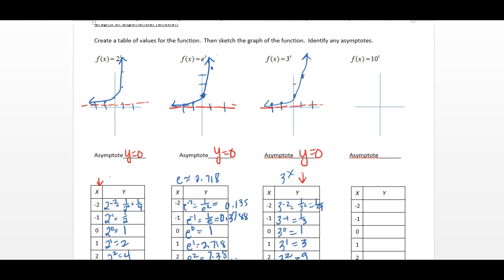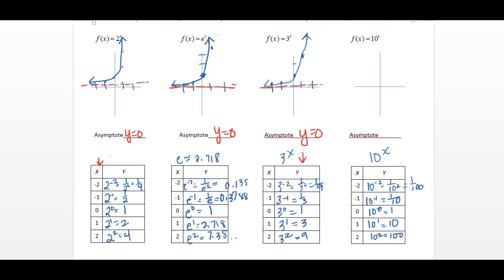All right, last but not least, let's look at this, where 10 is my a and x is my exponent. So 10 to the negative 2 is 1 over 10 squared, which is 1 over 100. 10 to the negative 1 is 1 over 10. 10 to the 0 is 1. 10 to the first is 10. 10 squared is 100. All right, graph this.